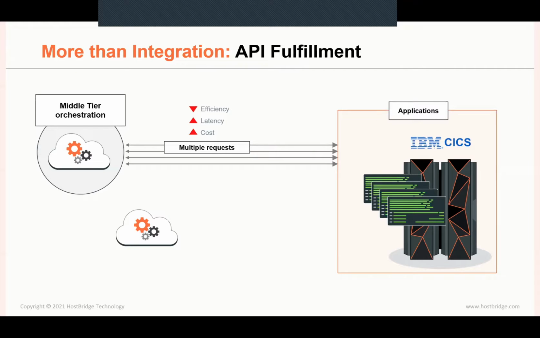When you're doing screen scraping, normally you have multiple requests fly up to the host and then multiple responses, one for each screen, right?